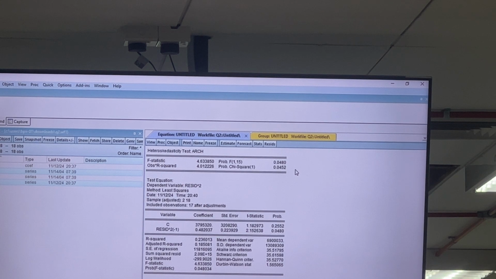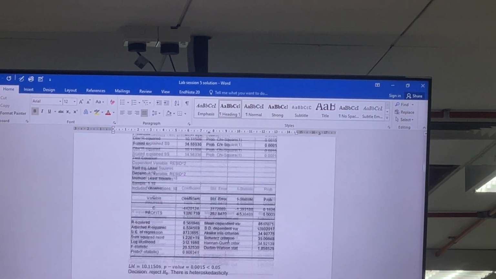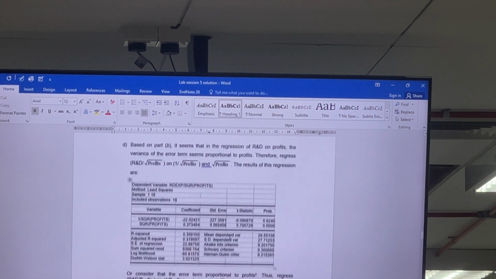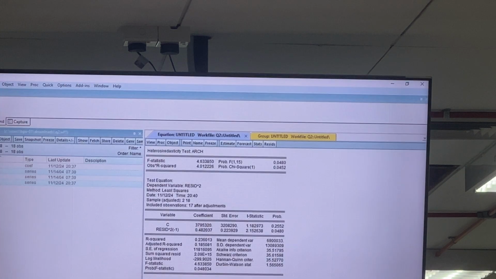So the next question: if there is evidence of heteroskedasticity, how do you transform the data? In terms of transformation, we have weighted least squares, so we have two assumptions, whether the error variance is proportional to x or proportional to x squared. So we can try the first assumption, that it is proportional to x, then we divide by the square root of profit.